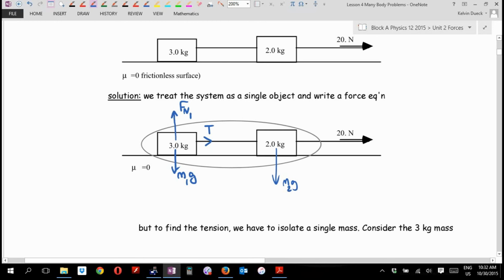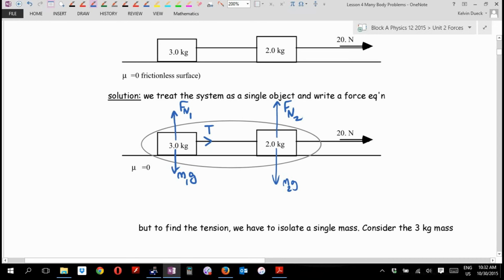Mr. Dueck, yes, Lewis. Shouldn't you have drawn m1g bigger and m2g smaller because m1 is heavier? I'm not going to be that fussy, but okay, if you did that, I'd be impressed. Is mass 2 sinking into the ground like quicksand? Is it flying into the air like Superman? Well then, there must be another force up the same size as m2g. I'll call that normal force number 2.